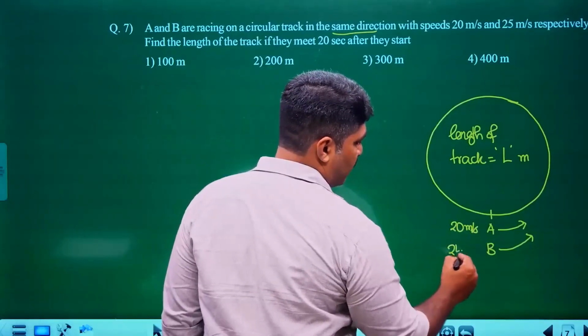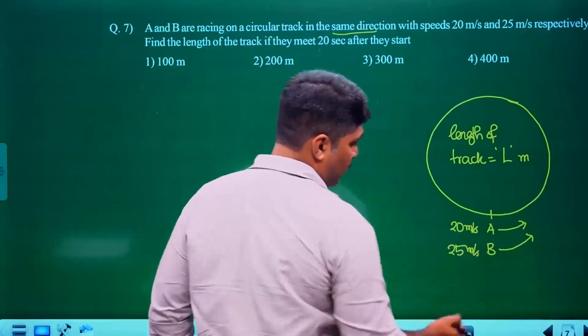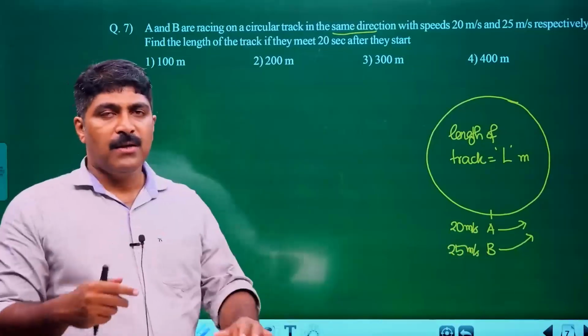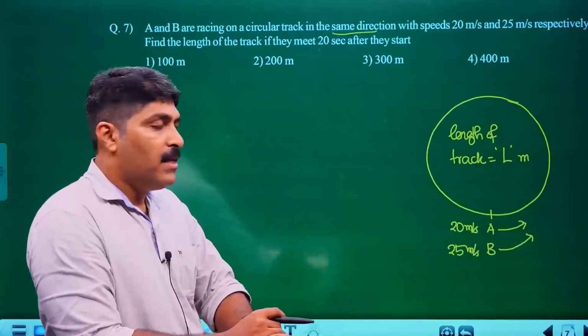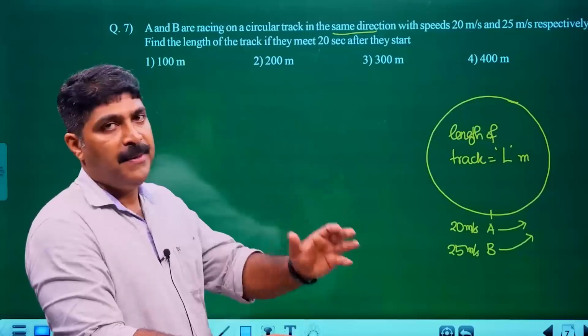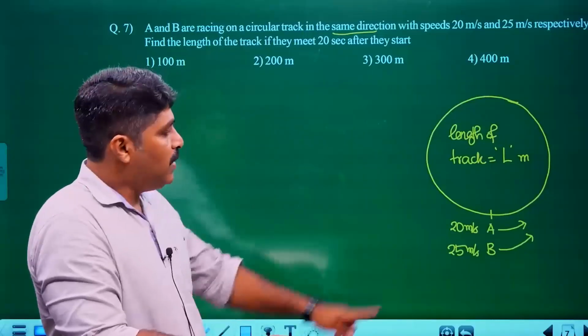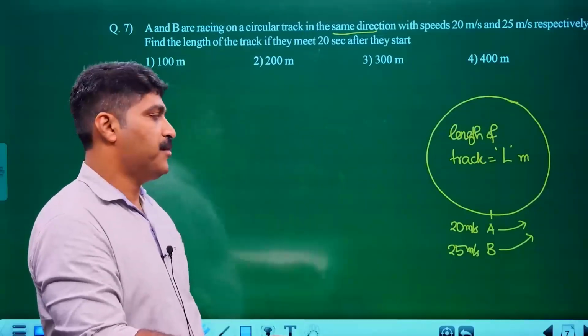And that of the second person is 25 meters per second. Here you have to reach a conclusion. What is the time they will take to meet the first time after their simultaneous start? Who is the faster person here? B is the faster person here.